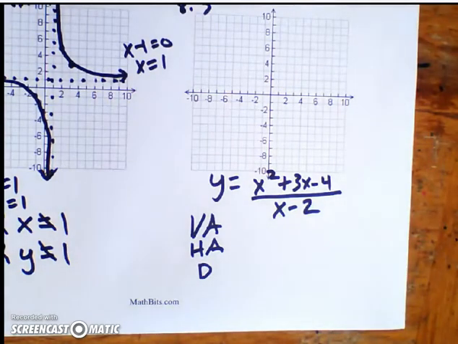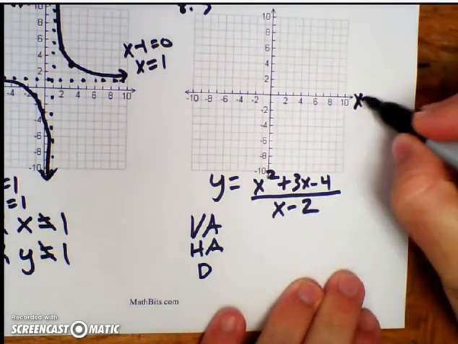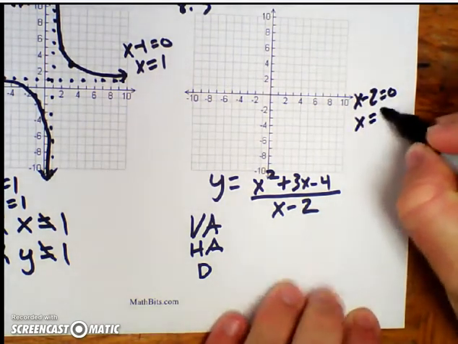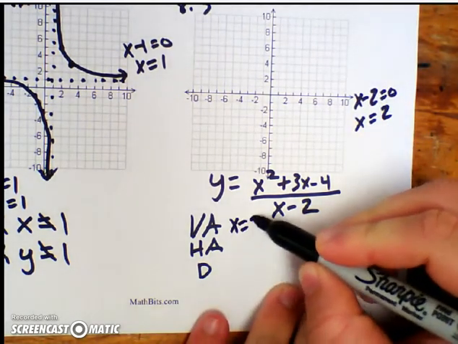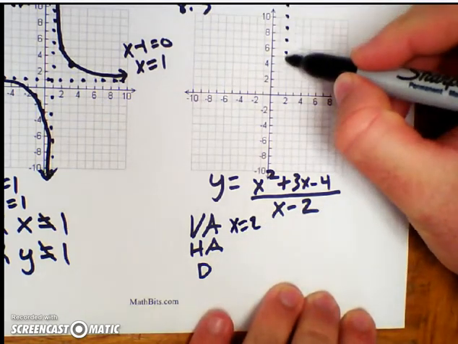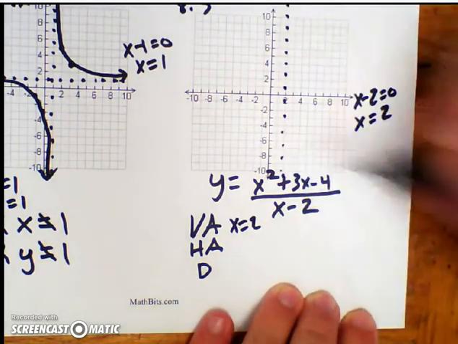All right, for this one, vertical asymptote done the same way. Set the denominator equal to 0, and you wind up getting x equals 2. So that part's pretty easy. Now the other one you have to look at, guys, this one's kind of tougher.